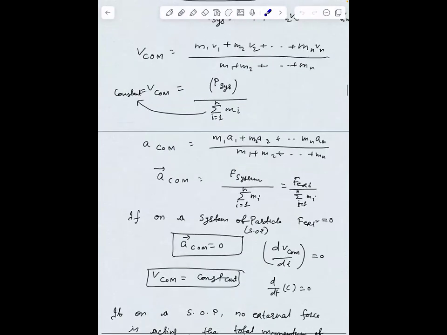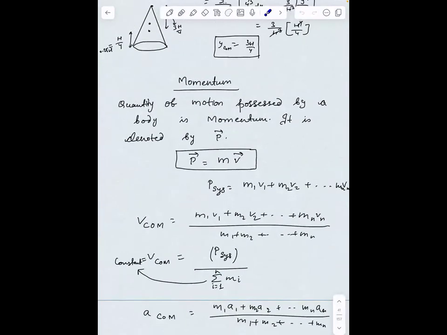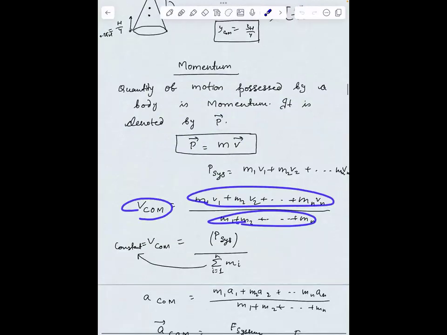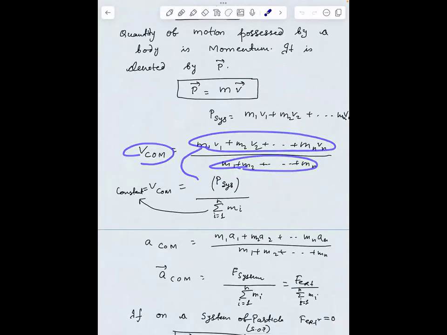Please note down from here. First, momentum: the quantity of motion possessed by a body is its momentum. It is denoted by P. P vector is equal to M V vector. P of the system is M1 V1 plus M2 V2 and so on. So V center of mass can be written as this divided by M1 plus M2 plus up to Mn. Please start noting this down.